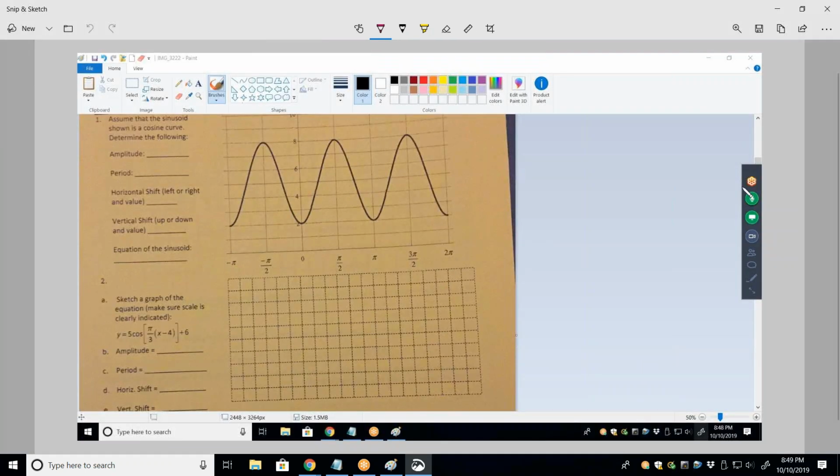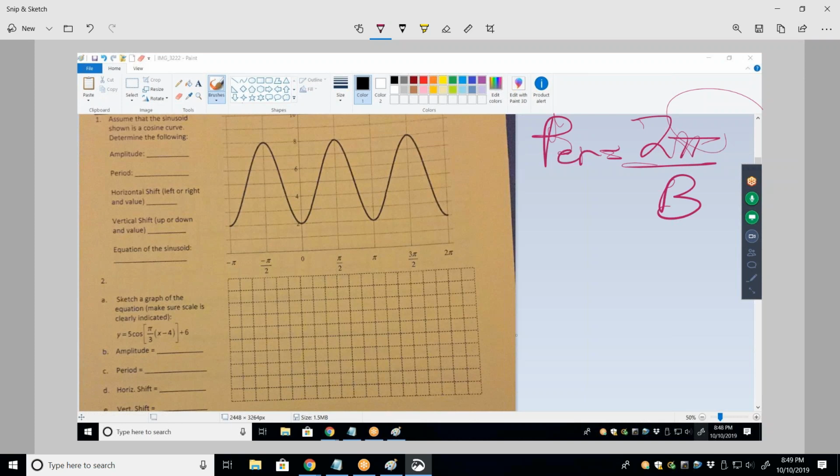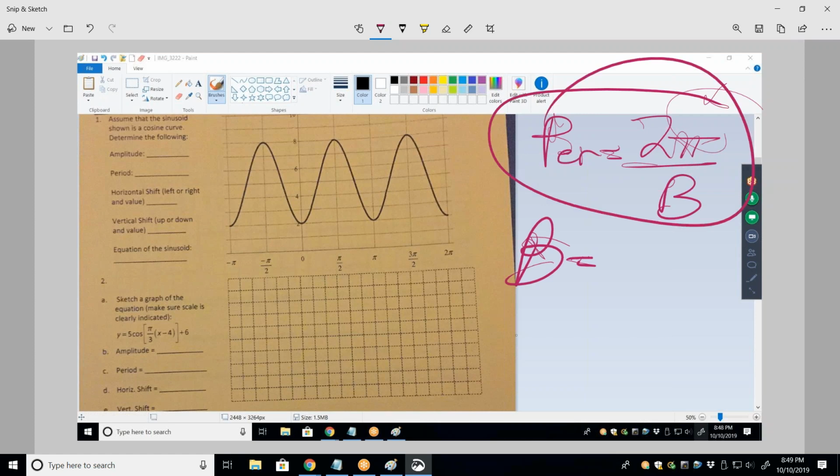First of all, you need to know that the period is always equal to 2 pi over b. Okay, so what does that make b equal to? You have to memorize that. No way around it. The period equals 2 pi over b, so what does b equal to? Do the algebra. Multiply both sides by b and divide both sides by the period. So what do you get?